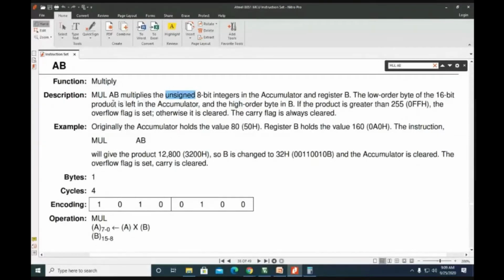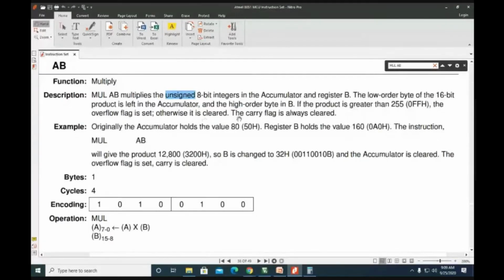When two 8-bit numbers are multiplied, we get the product in 16 bits. And the 16-bit product is available in again the same A and B. You can see the lower order byte of the 16-bit product is left in the accumulator and the higher order byte is in the B register. If the product is greater than 255, the overflow flag is set, otherwise it is cleared. The carry flag is always cleared.